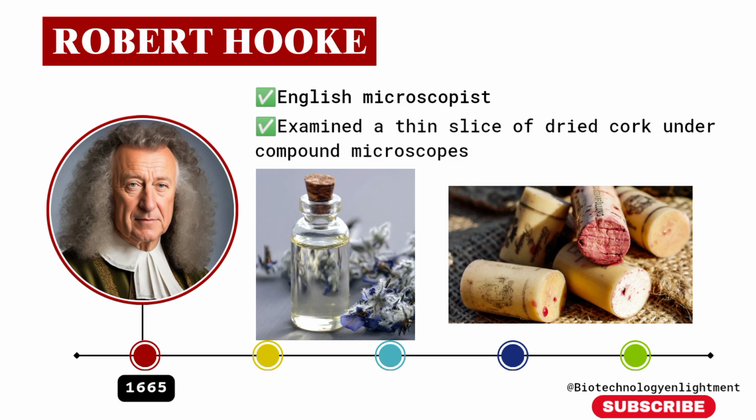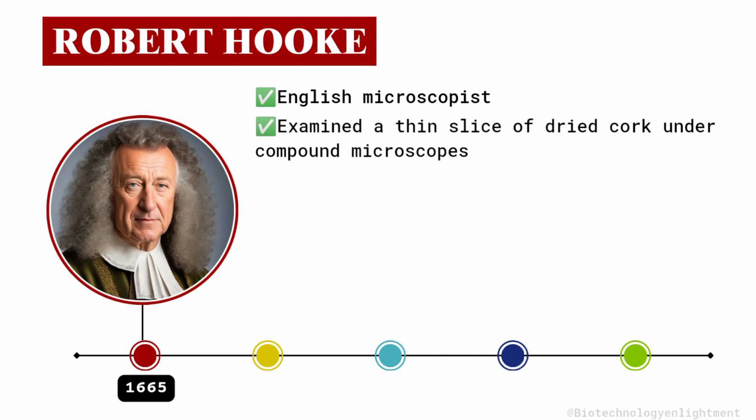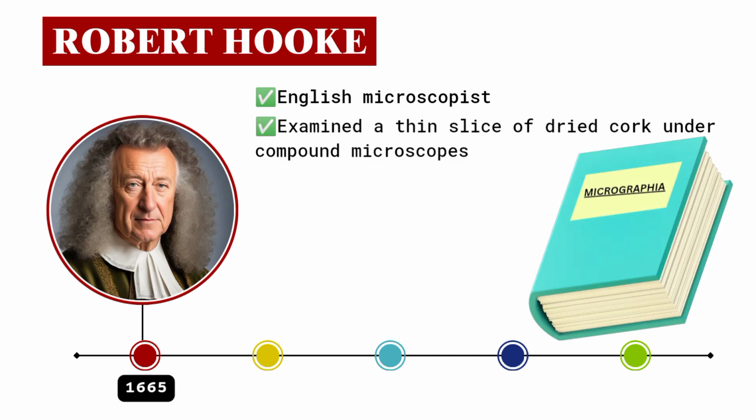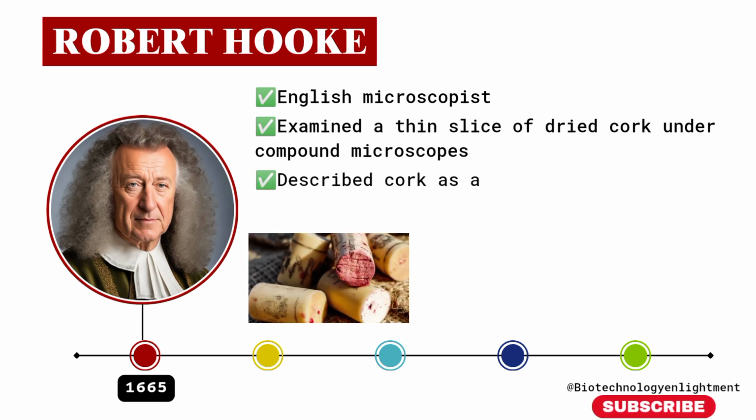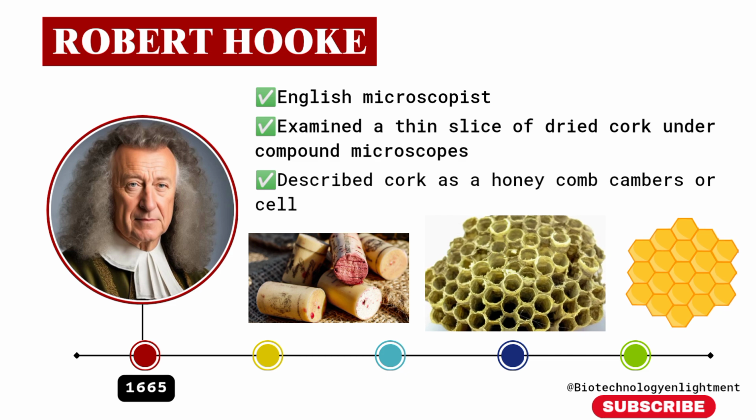Hooke published a collection of essays under the title Micrographia. In one of his essays, he described cork as a honeycomb of chambers, or cells.